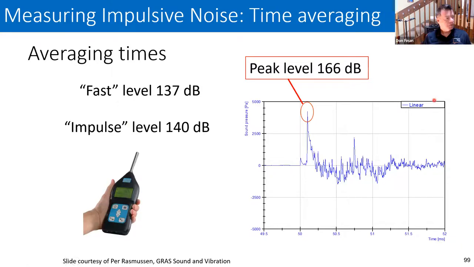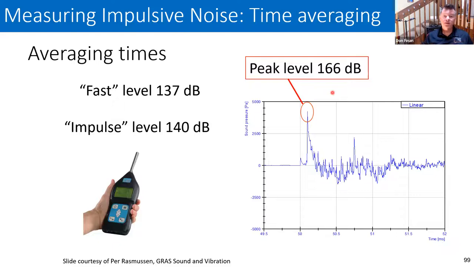All right, a couple more slides here. Just want to mention real quickly, time averaging. What does time averaging do for us in terms of measuring an impulsive signal? Well, with a fast averaging time on a meter, we would have a measurement of 137 dB versus an impulse setting on a meter of 140 dB, when the actual true peak level, if we used no time weighting and no filtering as well, would be 166.